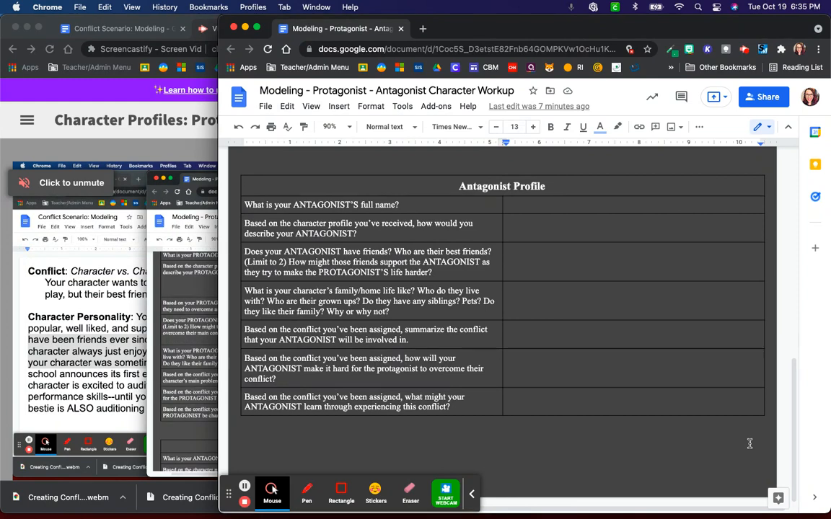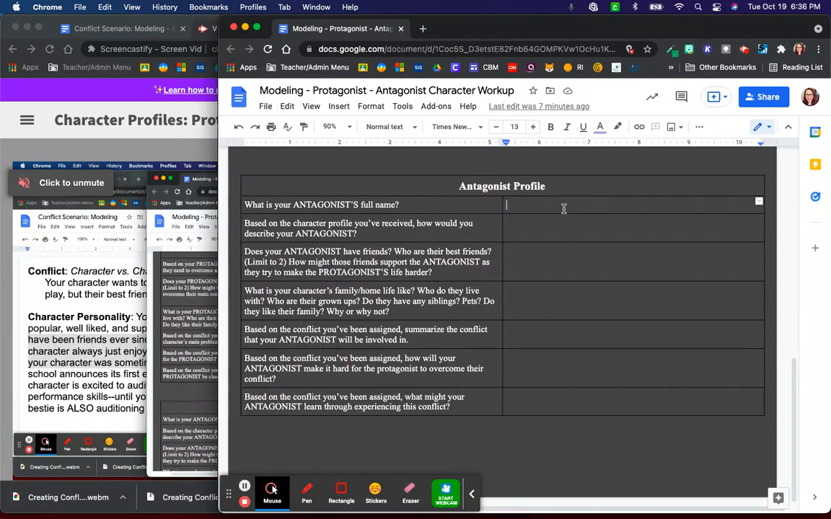So, another way to think about this is that they complicate the conflict for the character, right? They make it harder for them to solve or overcome the challenge that they are facing each day. So we're going to start by also creating a profile of the antagonist to help us understand who that character is and how their character might then later intersect with our protagonist's character.